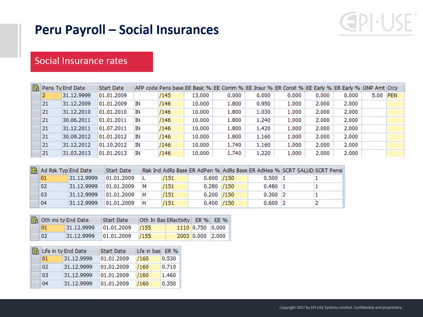Social insurance rates, these are all updated in different tables. And as with the tax ones, if they are legal ones, these updates will be provided by EPI-USE, so the client does not need to update these tables themselves.